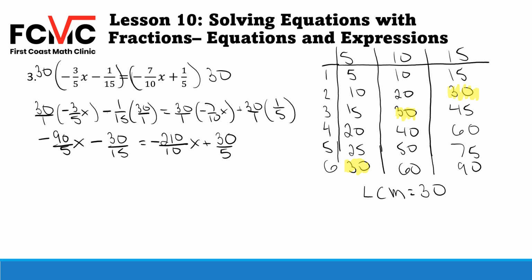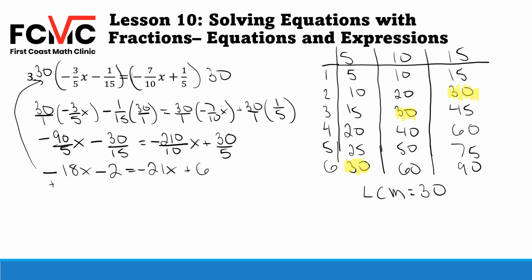And now let's reduce this. So we're going to get negative 18x minus 2 equals negative 21x plus 6. So now let's combine our like terms. Again, this equation now looks a lot easier than the previous equation with all of our fractions.